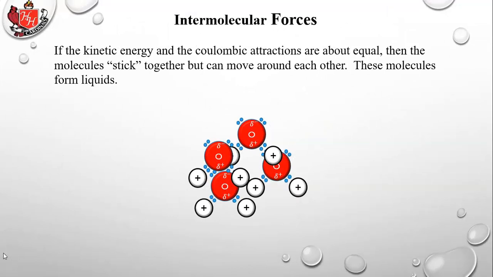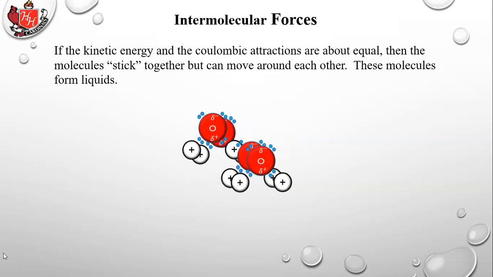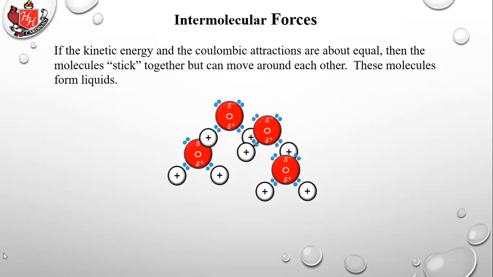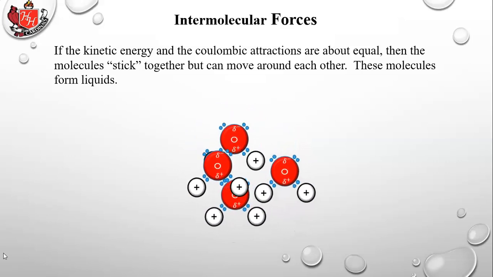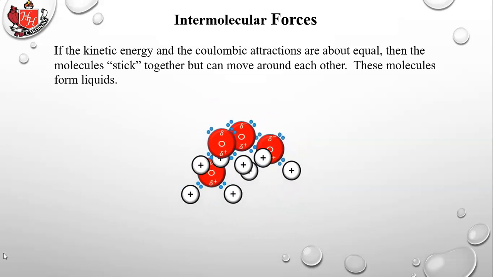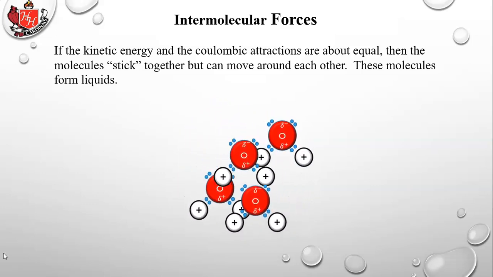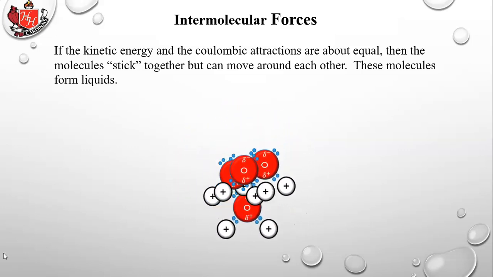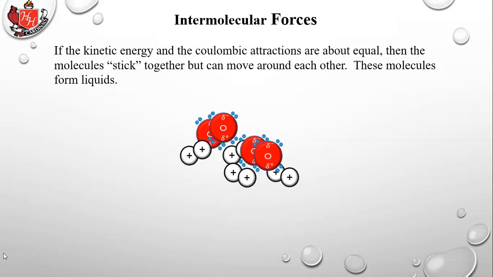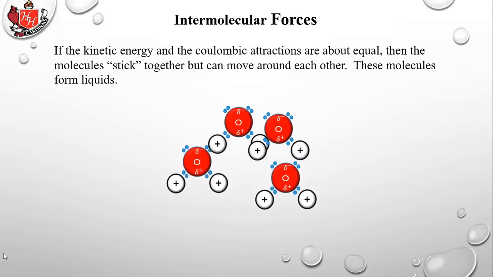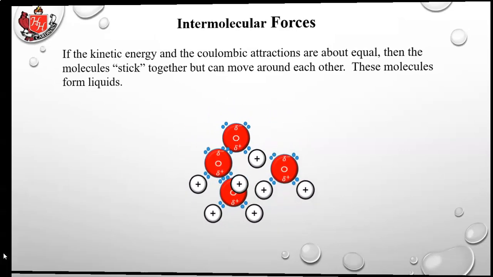Okay, if the kinetic energy and Coulombic attractions are about equal, then the molecules stick together but can move around each other. So these molecules represent what a liquid would be, what liquid water would be. They're free to move around each other, but they're still going to stick together. So this is kind of a middle ground of this battle between intermolecular forces and kinetic energy. There's enough kinetic energy to break them so that they don't stick in rigid positions. They're not stuck in one place, but there's not enough kinetic energy to allow them to break apart from each other. So this is kind of the middle position here.